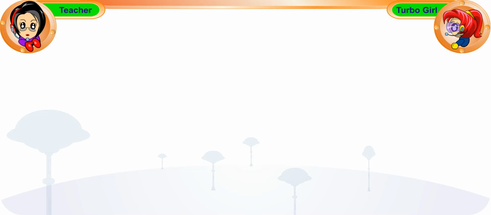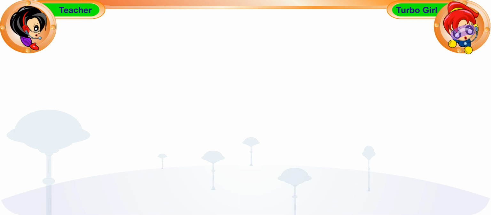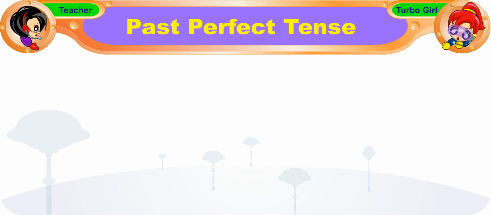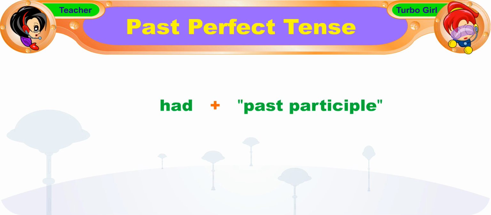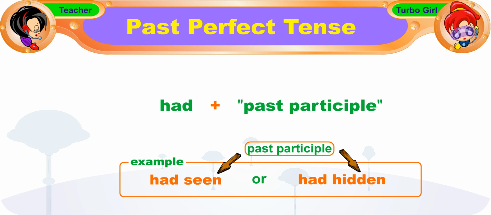Alright, Turbo Girl, can you tell us what you have learned in this lesson? We learned about the past perfect tense and its two different uses. The past perfect tense is the had plus past participle form. For example, had seen or had hidden.